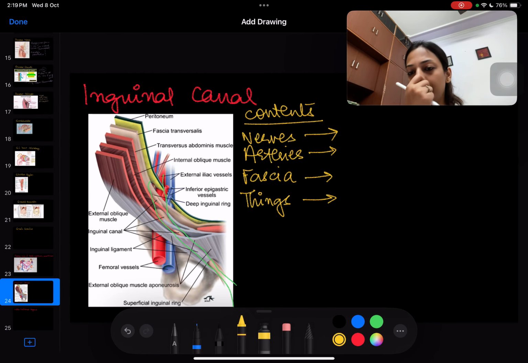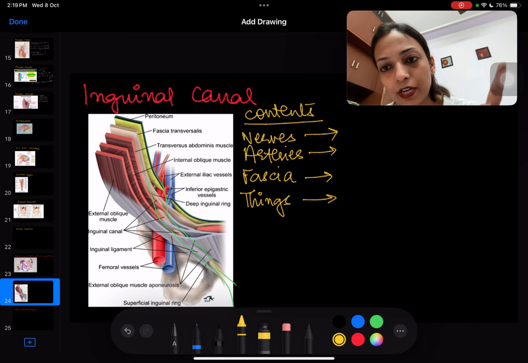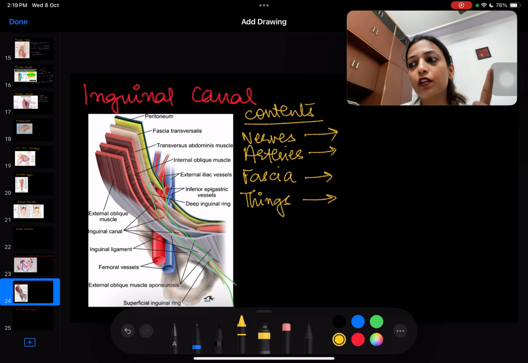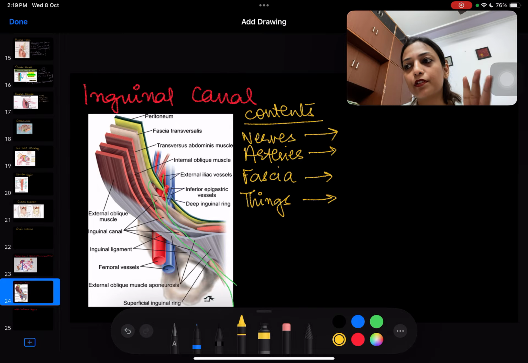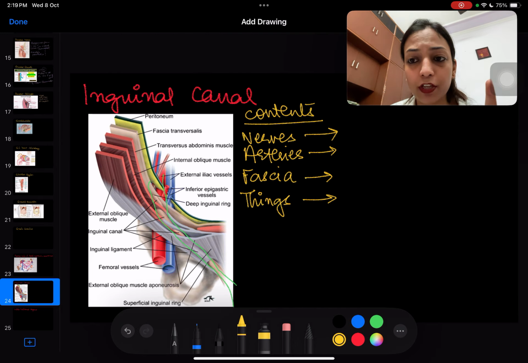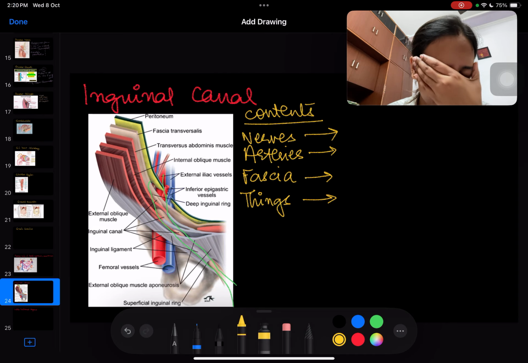So what are the 3 nerves? Genital branch of genitofemoral nerve, nerve number 1. Second, ilioinguinal nerve. And third, autonomic fibers. Did we understand? What are the 3 nerves? Genital branch of genitofemoral nerve, ilioinguinal nerve, and autonomic fibers. Even I am unable to remember all of this, but we need to know this.